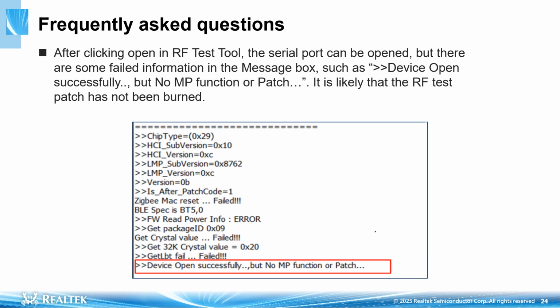If the serial port can be opened, but there is some failure information in the message box, such as "device opened successfully, but no MP function or patch", it is likely that the RF test patch has not been burned.